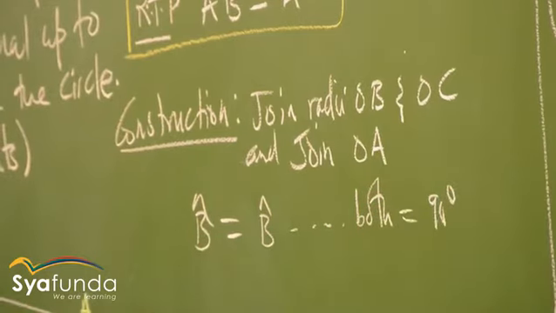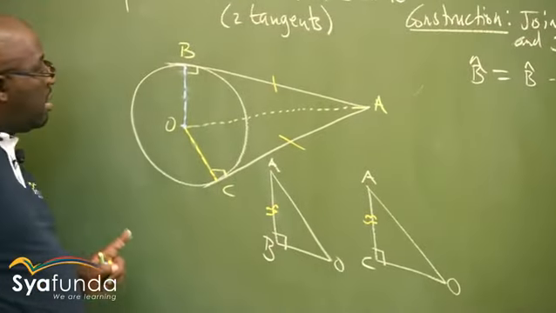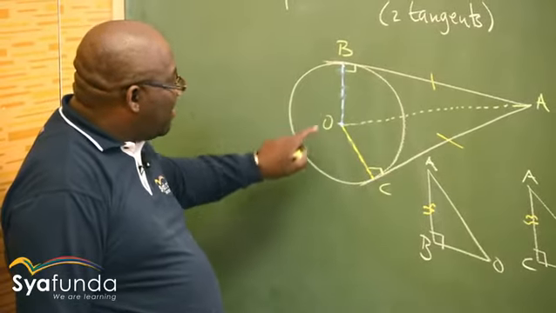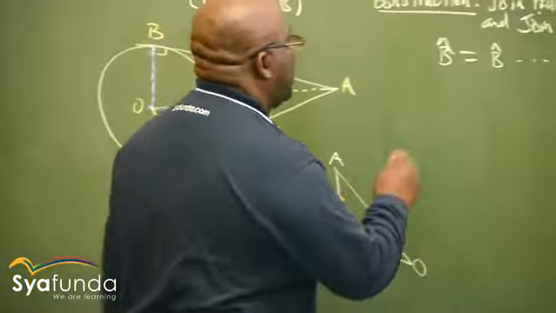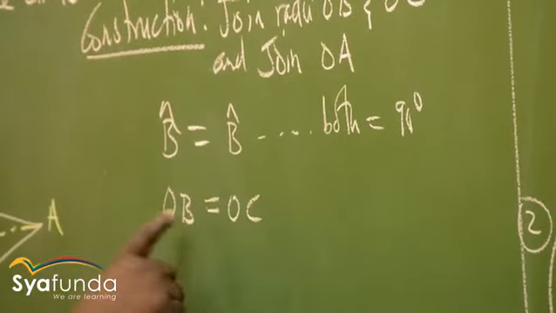Right? That's the first thing. Number two, in other words, we've just proved one angle. Number two, we can prove that OB is equal to OC. OB equals OC. That's the second one. Why are these two the same?